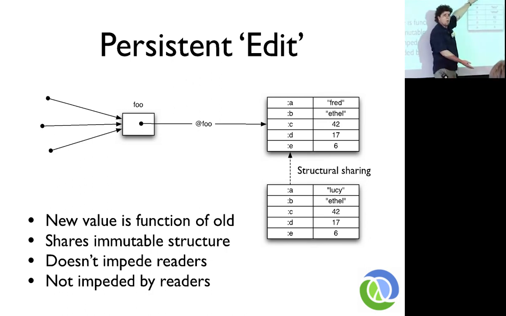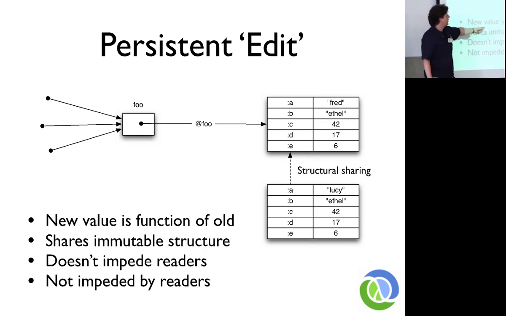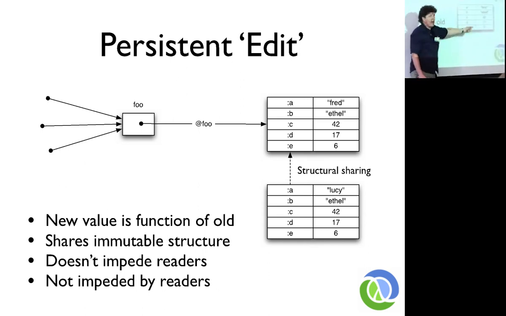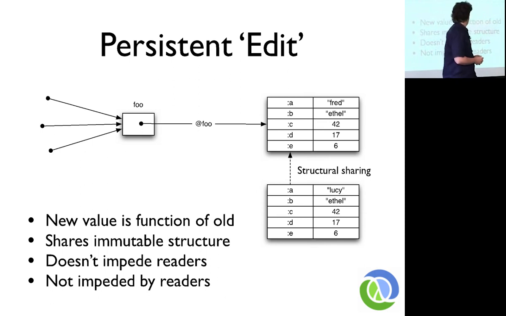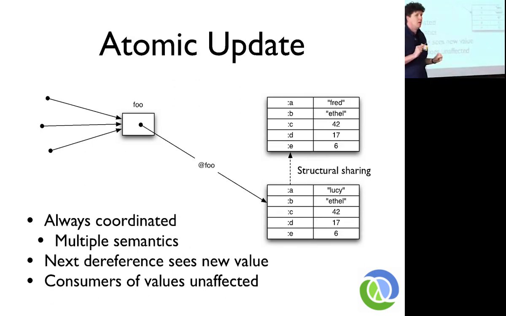We just saw a bunch of cool functions that can take one immutable thing and make a new one with some changed value. So that's what's going to happen. A new value is a function of the old value. They may share some structure. It's all immutable. It's all fine. It's all thread safe. No problem. It never impedes the readers. If you're reading this while somebody's creating that, again, no problem. And then we edit. Okay?